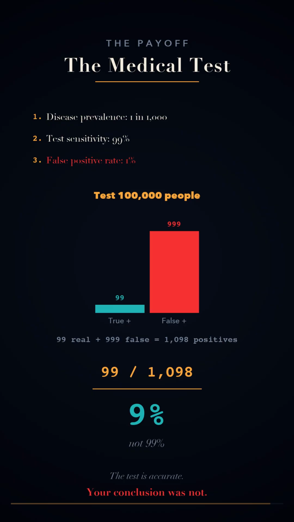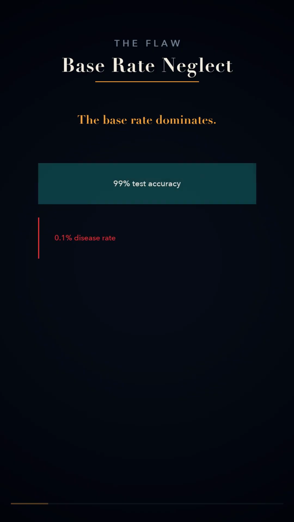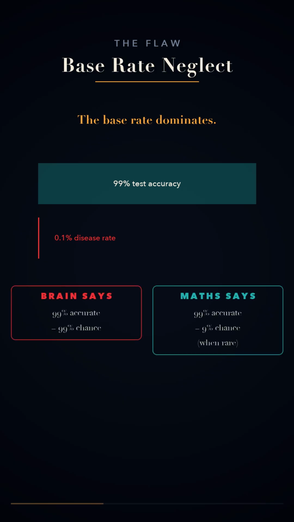9%. The test is accurate. Your conclusion was not. What went wrong is called base rate neglect. Humans instinctively focus on the test's accuracy and ignore how rare the condition is. When the disease is rare, even a very accurate test produces more false positives than true ones. The base rate, 1 in 1,000, dominates the calculation. But our brains do not naturally weight base rates properly. We hear 99% accurate and our intuition just writes down 99%. This is not stupidity. It is a systematic flaw in how human cognition handles probability.